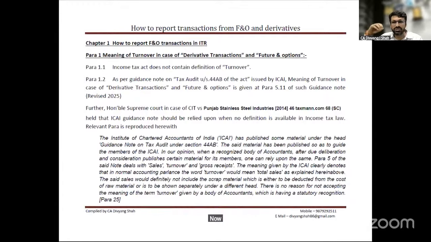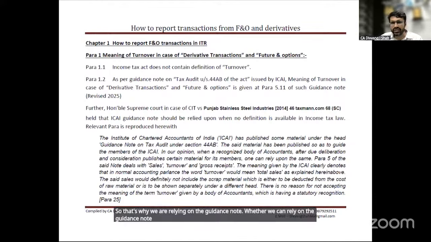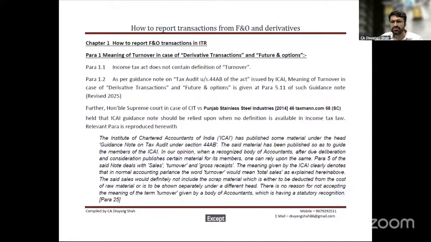Now, what is the basis of this calculation? That is the guidance note issued by the ICAI. Because the Income Tax Act is completely silent on how to calculate turnover in this kind of transaction, we are relying on the guidance note. Whether we can rely on the guidance note, that is fine, but whether the assessing officer is bound to accept this kind of treatment is another question.